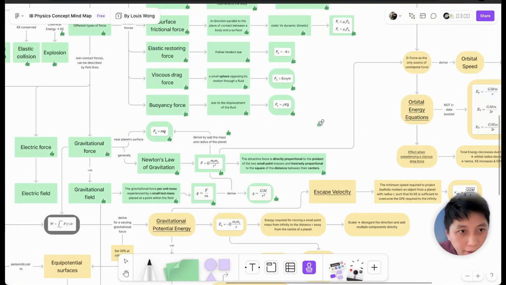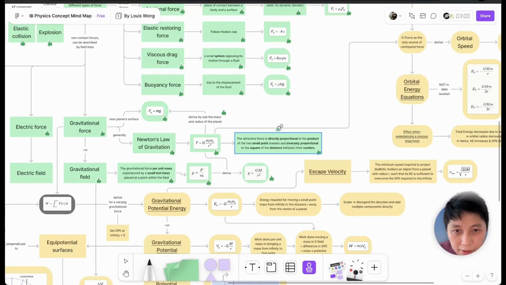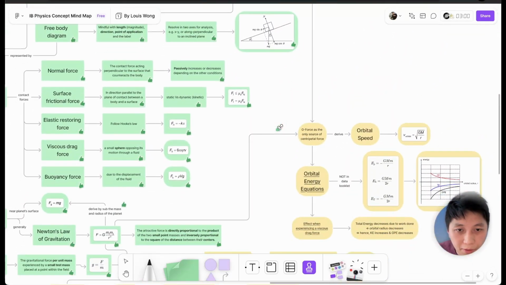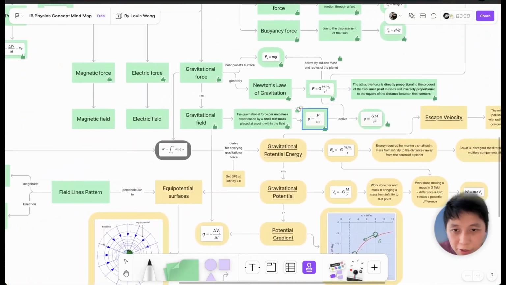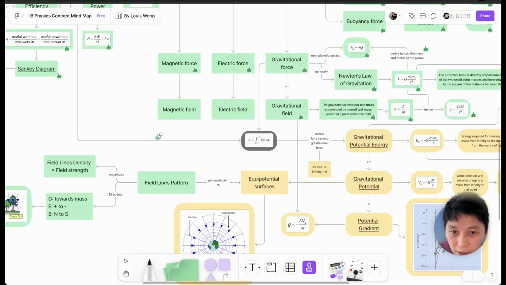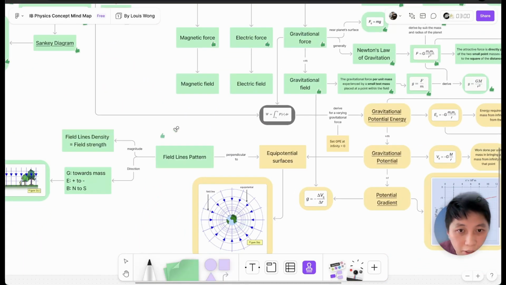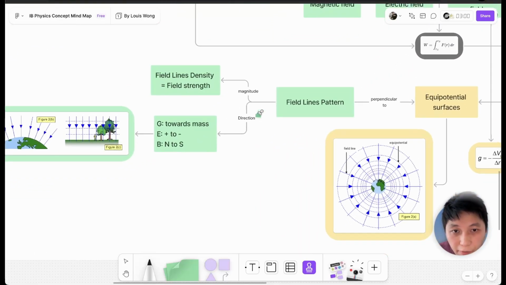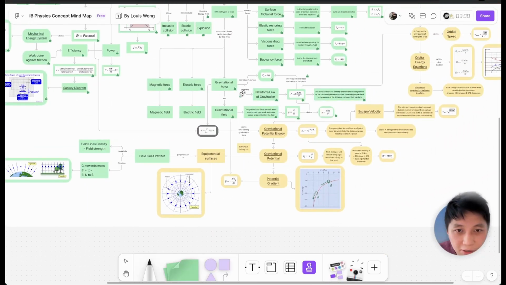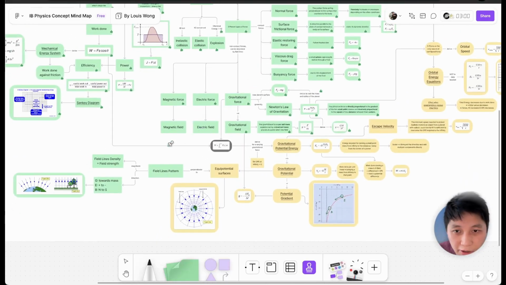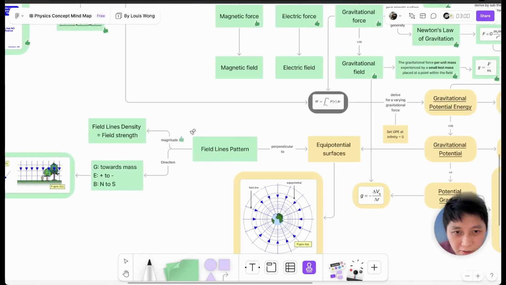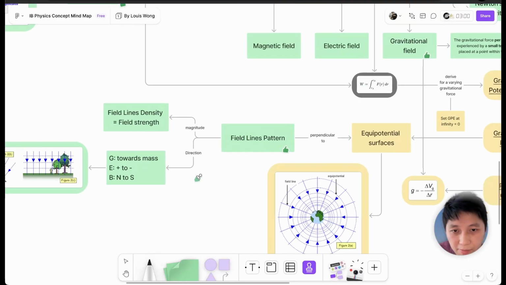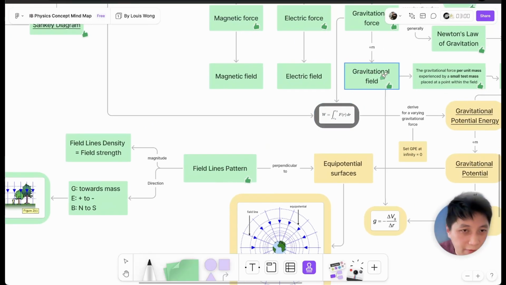We'll come back to this and talk about how this gravitational force will work with circular motion, in orbital motion later on. And so now I think one thing we should look at is the gravitational field. The connection is a bit weird here. For SL, you also need to know the field lines pattern, including the gravitational field, of course.